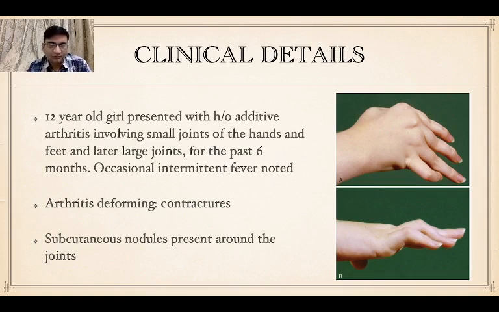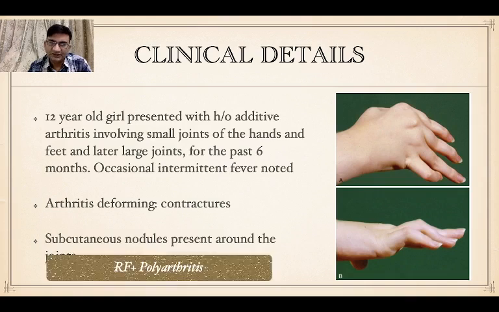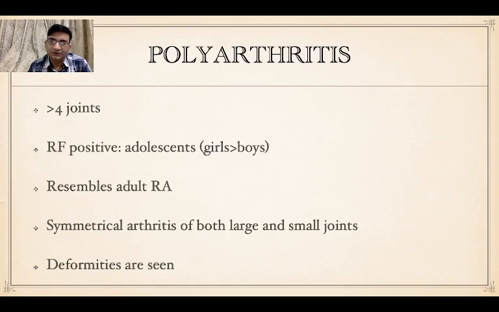Now this is a grown-up girl, 12 years girl, presented with history of additive arthritis involving small joints of hands and feet and later large joints for the past 6 months, occasional intermittent fever, arthritis is deforming, subcutaneous nodules are also present. So classical example of rheumatoid factor positive polyarthritis, deforming arthritis, symmetric arthritis, small joint involvement, subcutaneous nodules. So these are some characteristic features of rheumatoid factor positive polyarthritis.